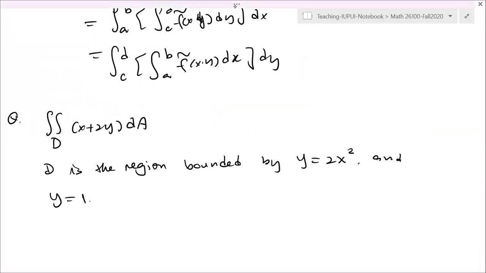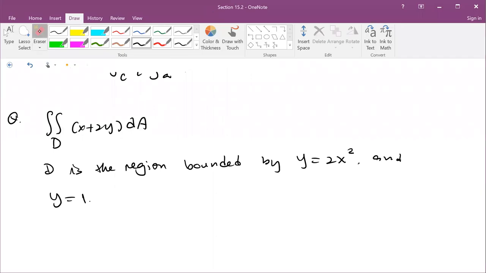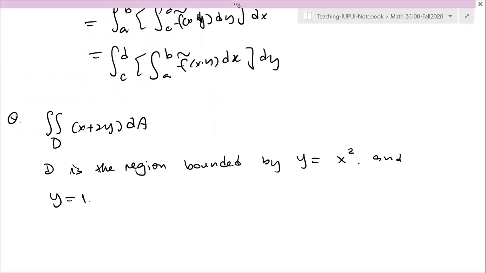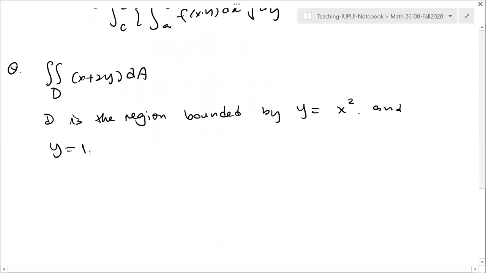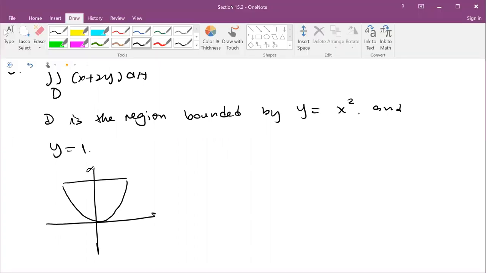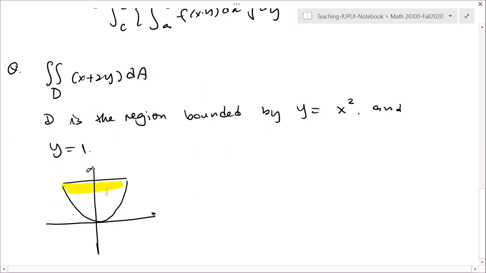Yeah, let me simplify a little bit. I don't put the 2 here. All right, so first of all, you have to draw the region, right? So this is a parabola open upward, and this is a line. Okay, so that is my region. Yeah, this is D, right? So we want to integrate this function over that D.